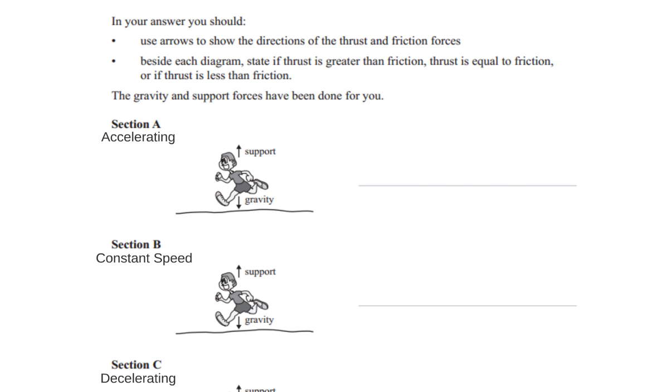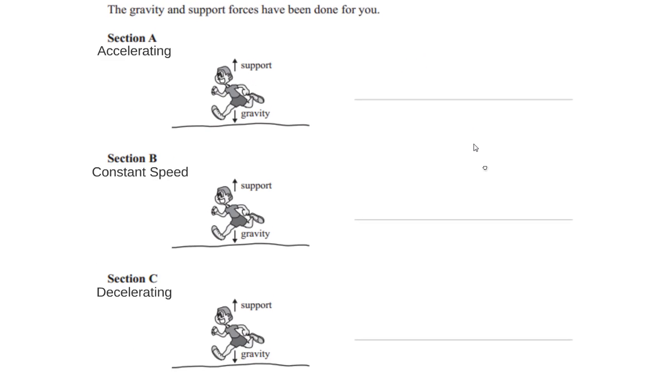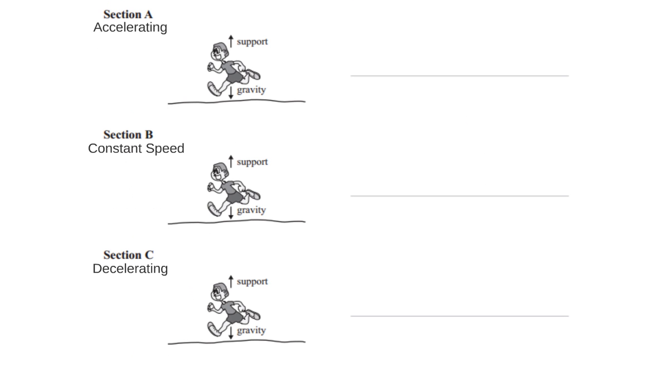Alright, let me clear that so I can drag it up. So section C, if he's decelerating. What does decelerating mean? Well, it's a fancy word for basically saying he's slowing down. So if he's slowing down, again, the motion is changing, so the forces acting upon him must be unbalanced. So in this case, the thrust forward must be less than the friction force or drag.